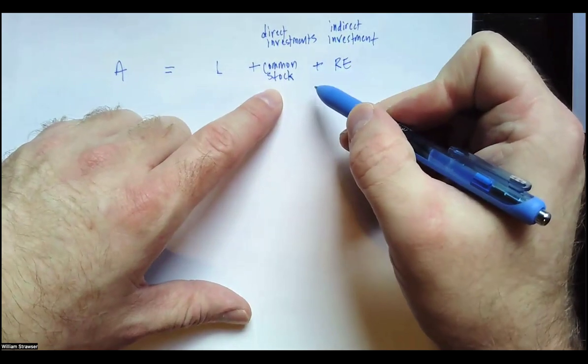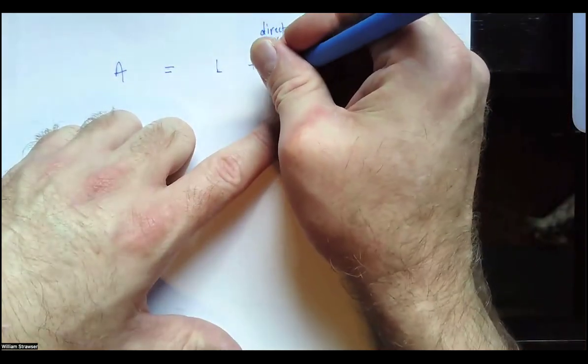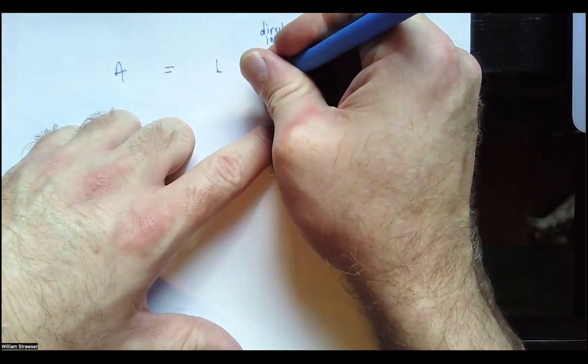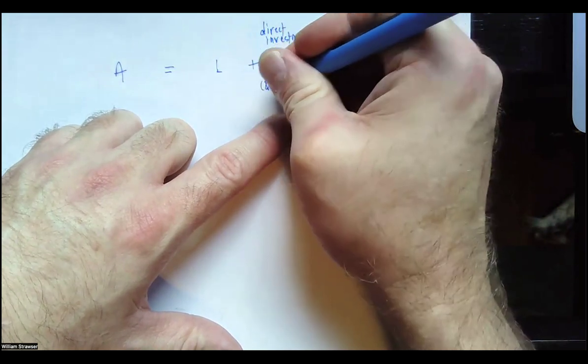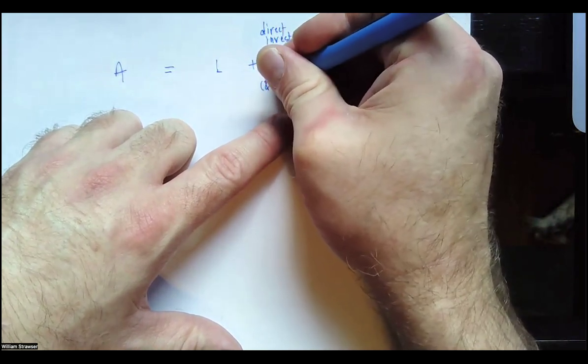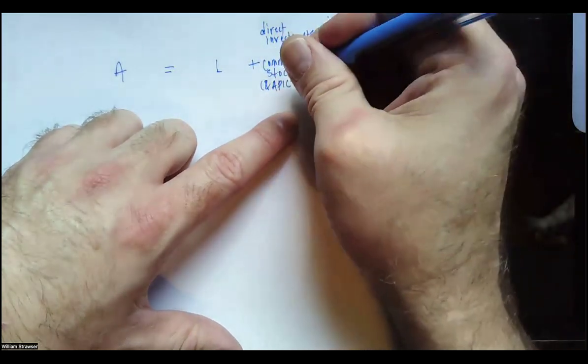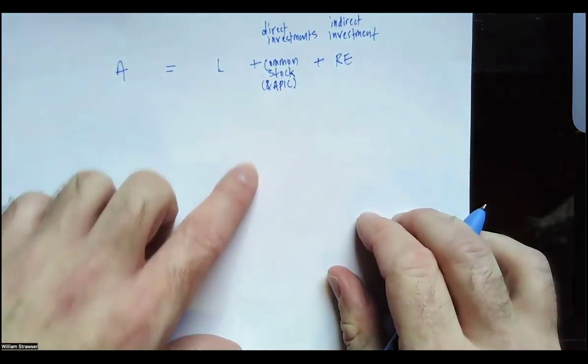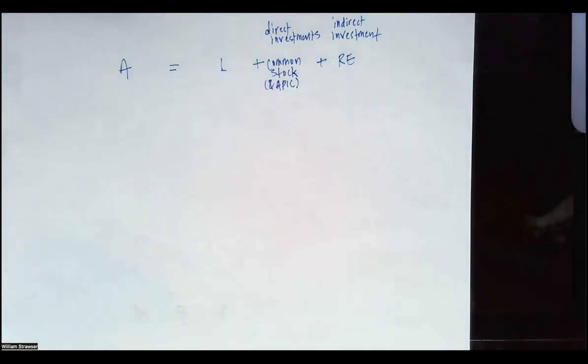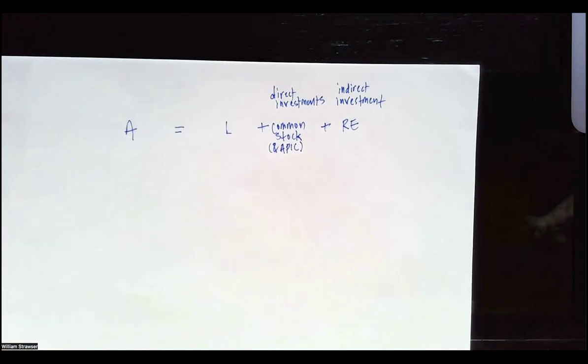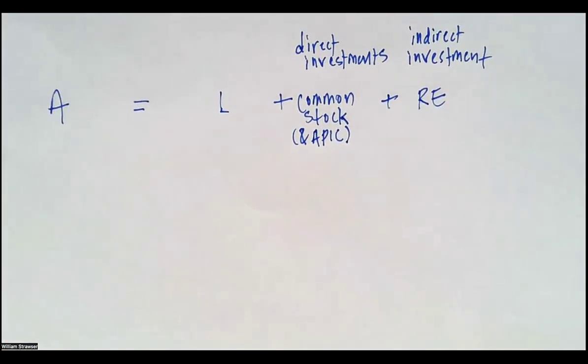So what are the other direct investments? One that you need to be cognizant of in these problems is that additional paid-in capital, APIC, is a part of that direct investment. Remember, when we sell stock, we record some of that amount in APIC and some of that amount in common stock. And I'm going to zoom in a little bit there.